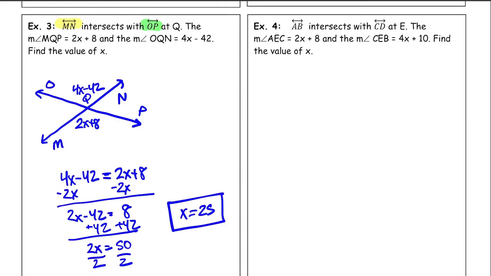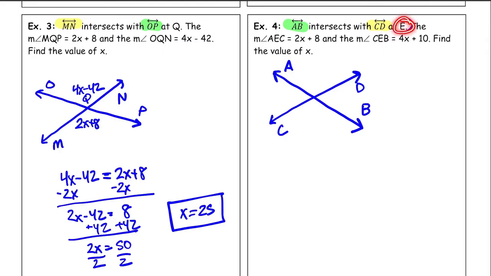All right, so this one's going to be similar. I've got line AB. So, okay, let's draw line AB. I'll draw it at a different angle this time just to show you it doesn't really matter. So that's A and that's B. Intersects with line CD. Okay, so I got another line that cuts across. And that's going to be CD. And they cross at E. E has got to be that point right there.